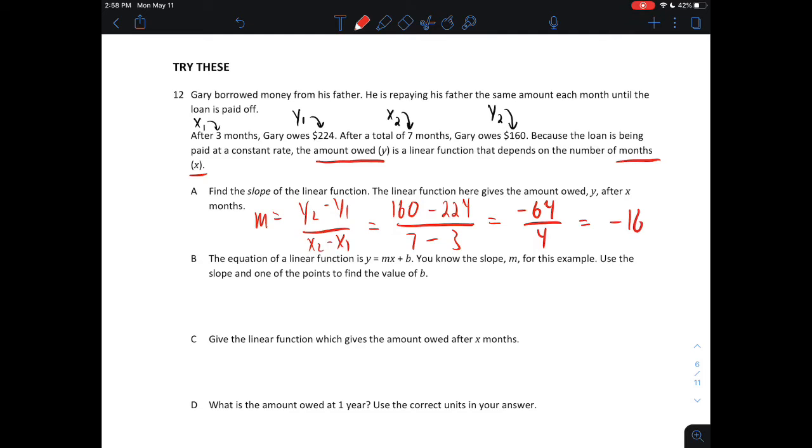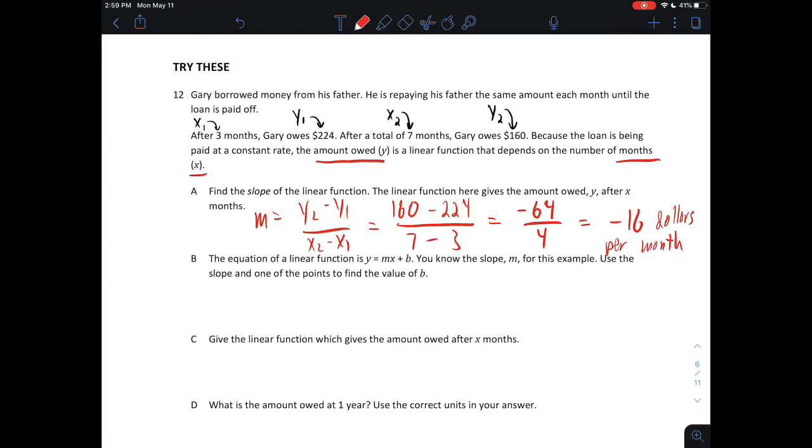All right? Can we think about what the units are for this slope? What do you think this means? What's going down? What is the negative saying? Well, we're talking about how much he owes. So, how much does he owe? How is that changing every month? Looks like it's going down by $16 per month. So we can say that. Negative $16 per month.